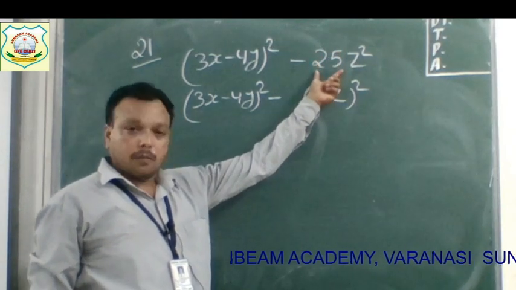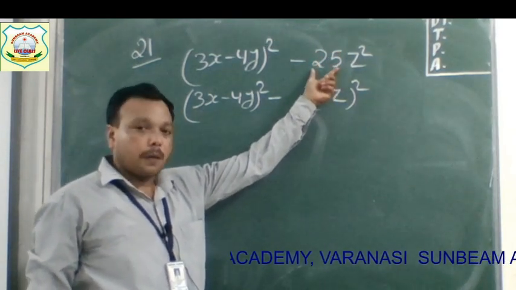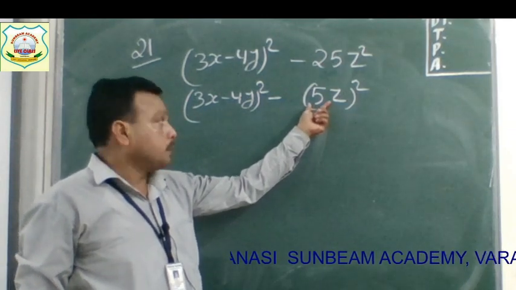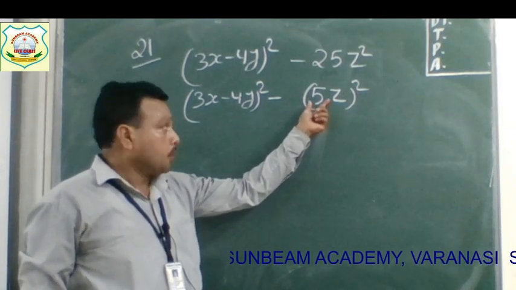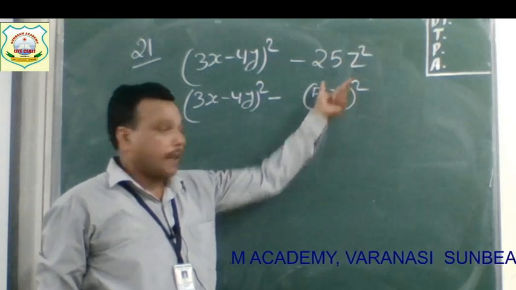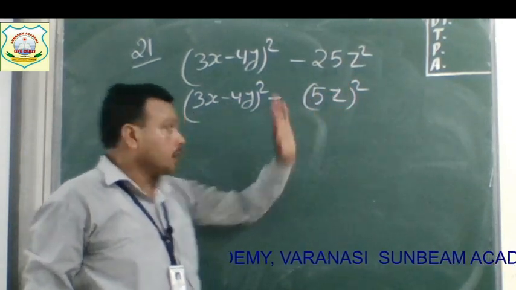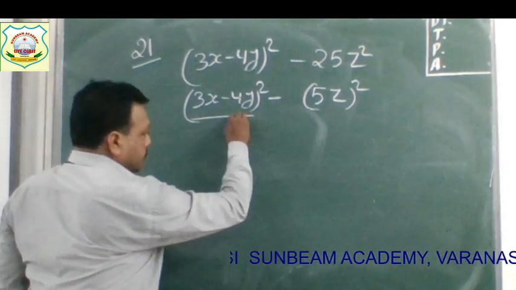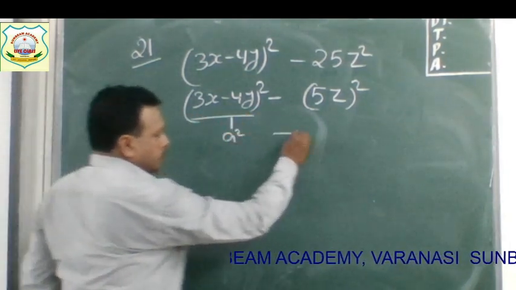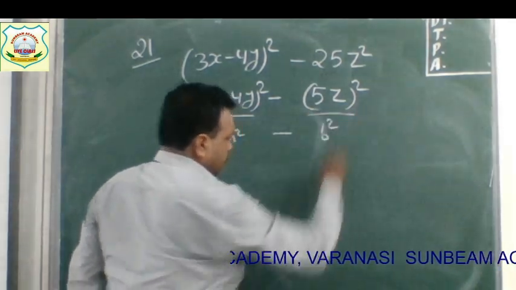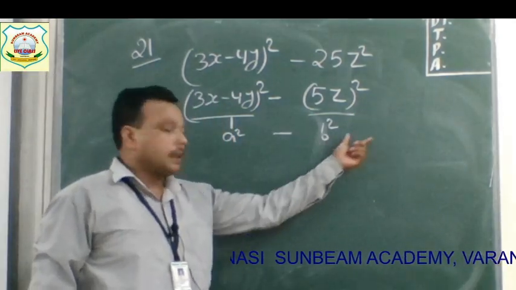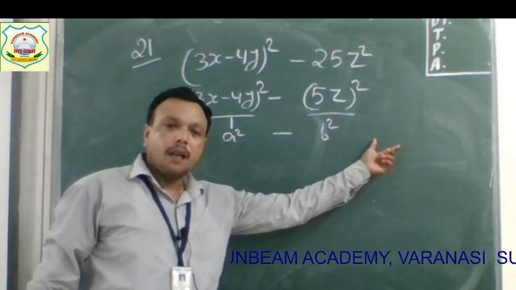So what will we do? 25 is the square of another value. Yes, the other value is 5. 5 square is 25. So 5 square and z square, what will we get? (5z) whole square. Now, students, we have this in the form of a square minus this in the form of b square. So we can use the identity a square minus b square, which is a plus b and a minus b.